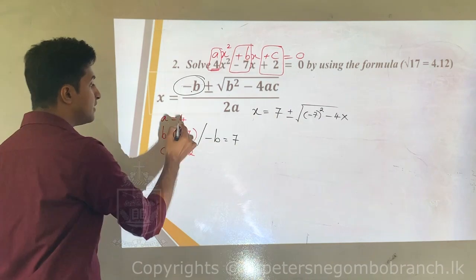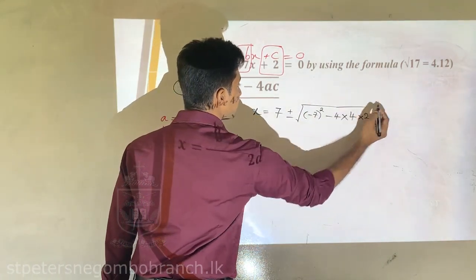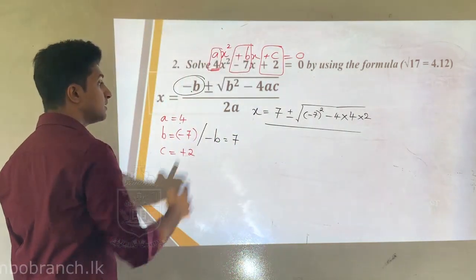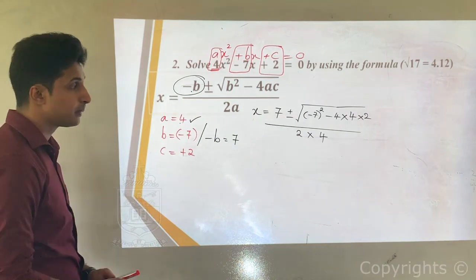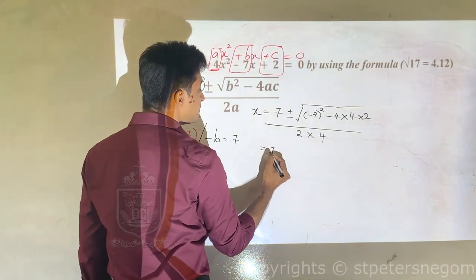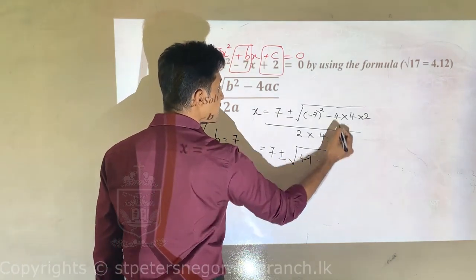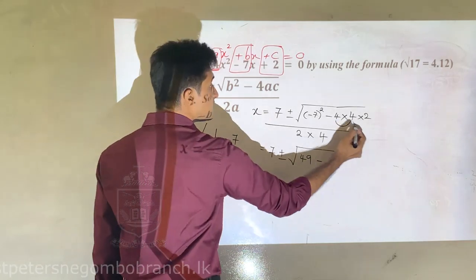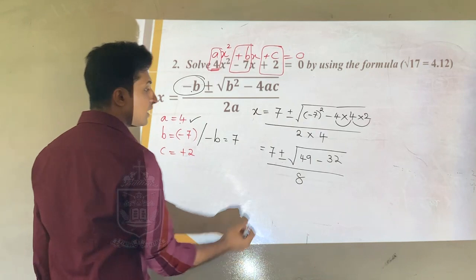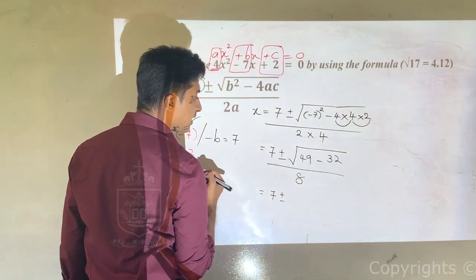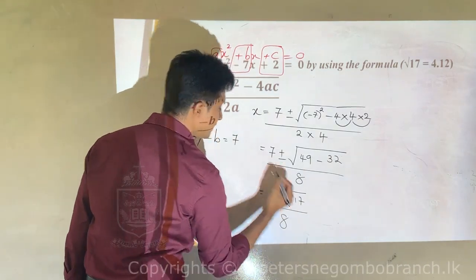4 into a value is 4, into c value is 2. Divide by, under that again 2a, that is 2 times, here the a value is 4. Then 7 plus or minus, inside the square root, this is 49 minus 4 times 4 is 16, 16 times 2 is 32, divided by 8. Then here 7 plus or minus, the square root value you will get is root 17 over 8.